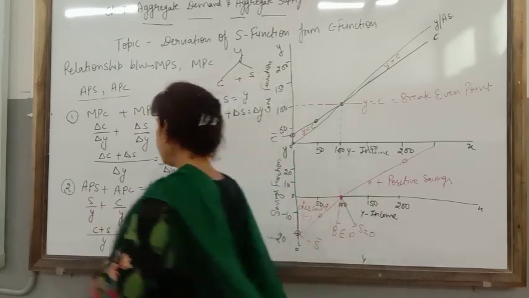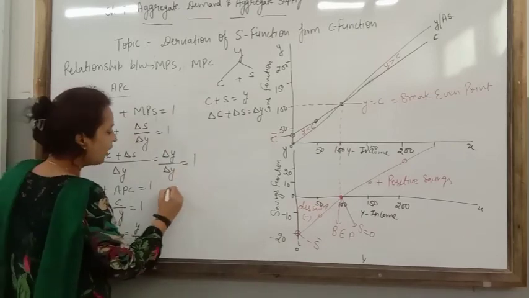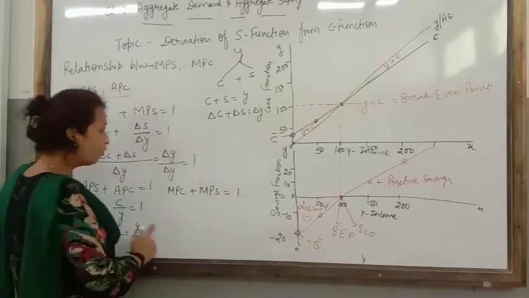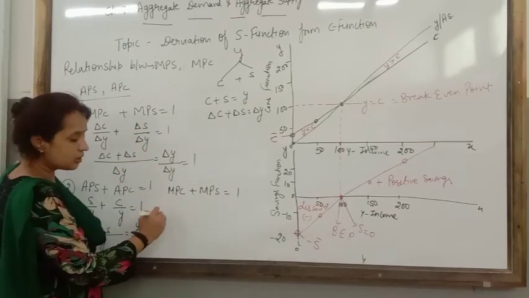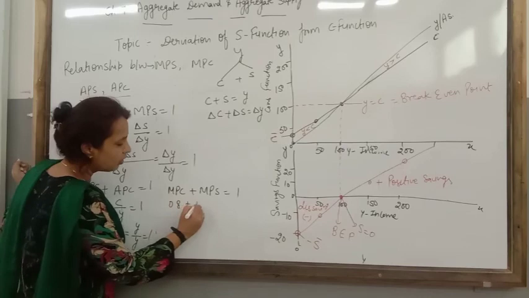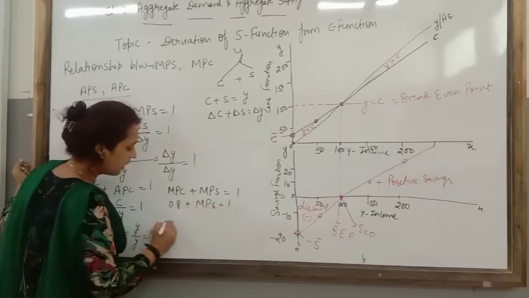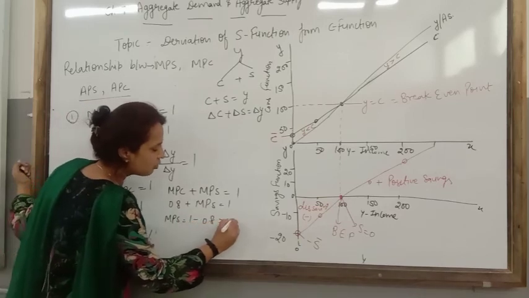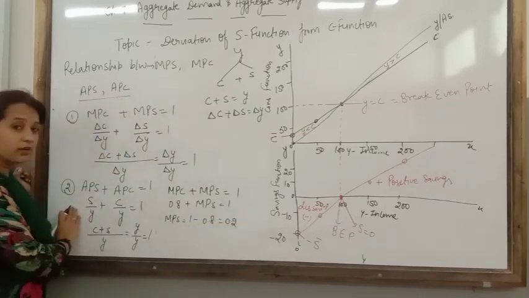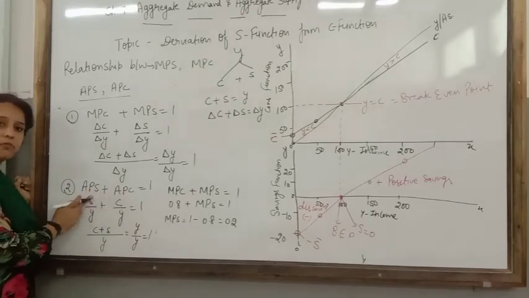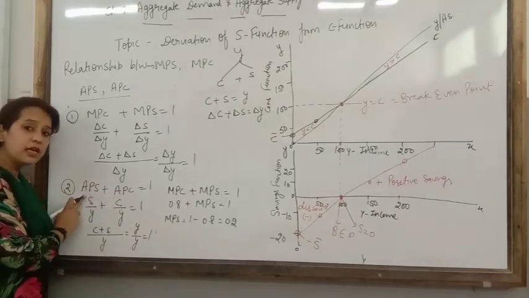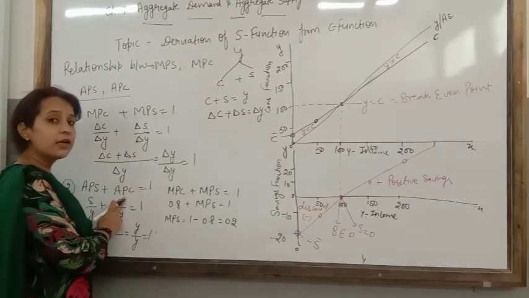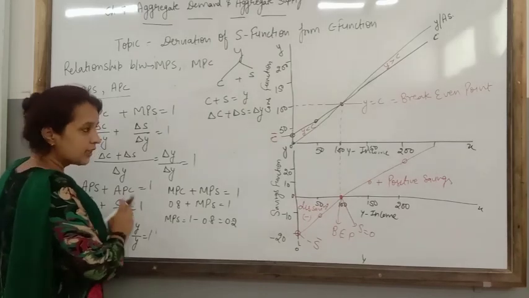MPC plus MPS equal to 1, all of you know, which we have proved. If in the question MPC is given as 0.8, how we are going to find out MPS? Very easily, MPS equal to 1 minus 0.8. How much it will be? 0.2. Same way we can find out if APC or APS is given. Suppose APS is given 0.4. Then what will be the value of APC? That will be 0.6. Clear?